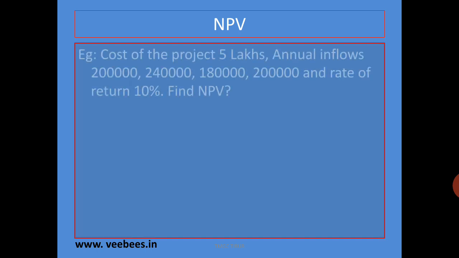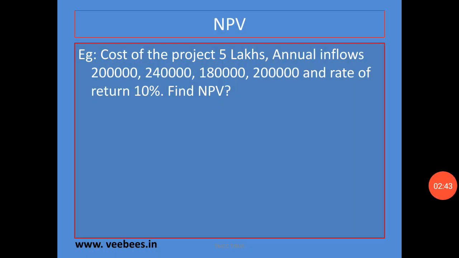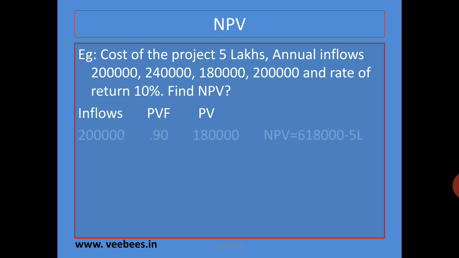Okay, NPV. For example, I am giving you one question. Cost of a project is rupees 5 lakhs. Annual inflows are given. Calculate NPV at 10% rate of return. Here, firstly, we will provide 3 columns: inflows, PVF and PV. Inflows are already given, 2 lakhs. Then we will represent the PVF. I am giving PVF only as an example, 0.90.